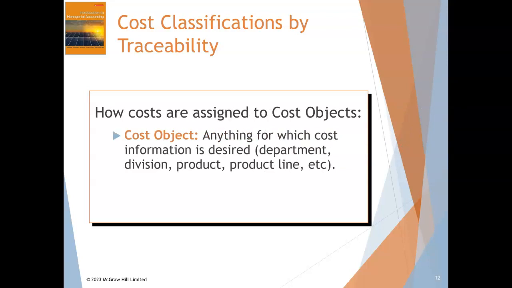Cost classifications by traceability: how costs are assigned to cost objects. Cost object: anything for which cost information is desired, such as a department, division, product, or product line.